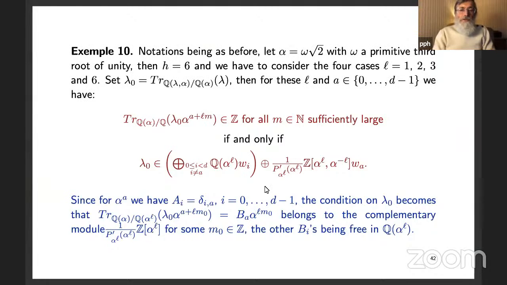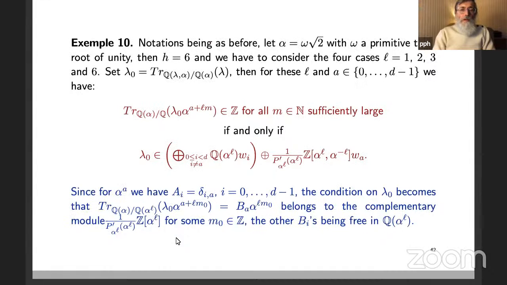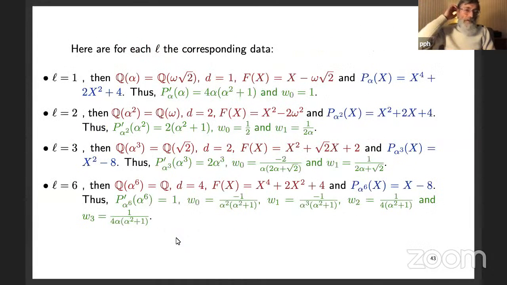In the case we restrict A to be less than D minus 1, the condition on lambda is just BA alpha L M0 belongs to the complementary module, which is written here. And the other BIs being free in Q of alpha L. So here are the data for the computation.